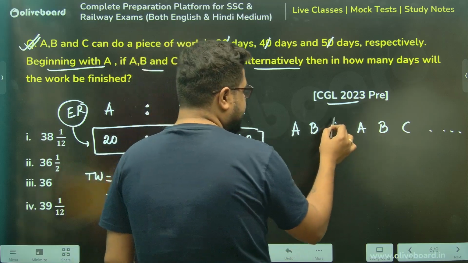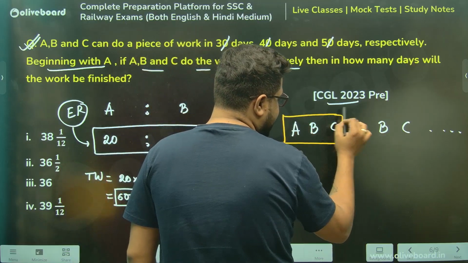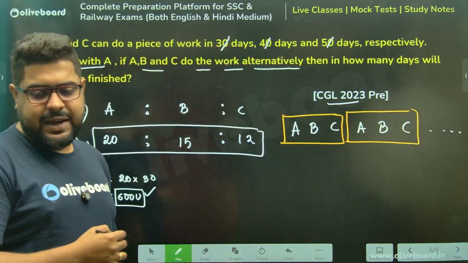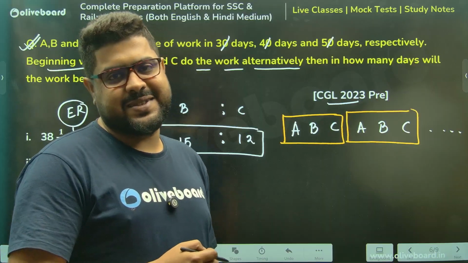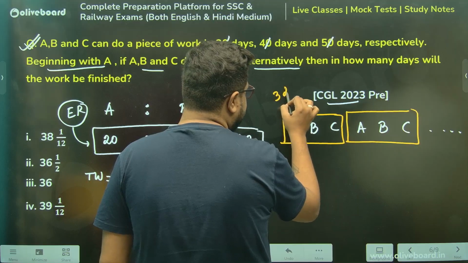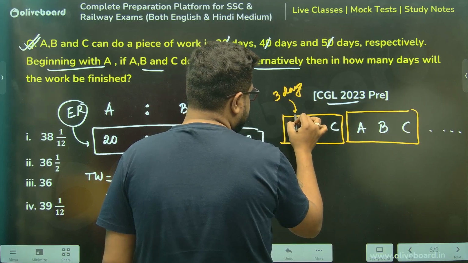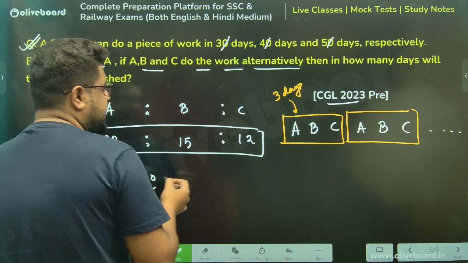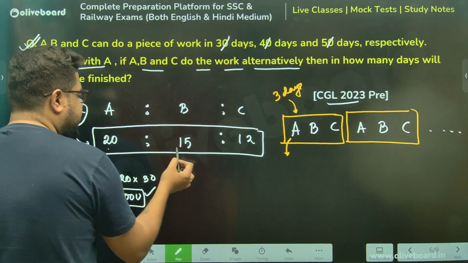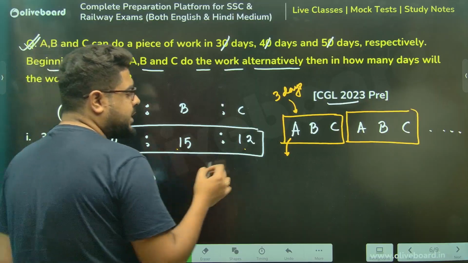Make your packet. Identical packets which look like this. If you do this, every packet is of how many days? 3 days. And total, how many units? 20, 15, 35 plus 12, 47 units.